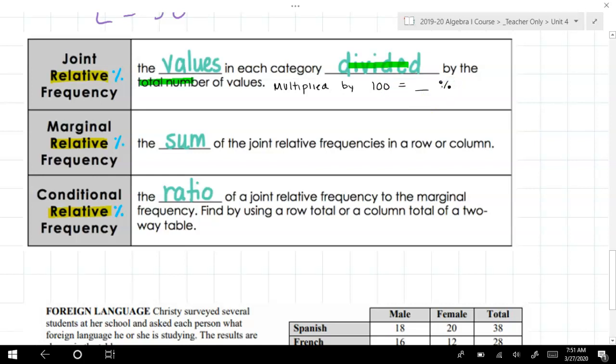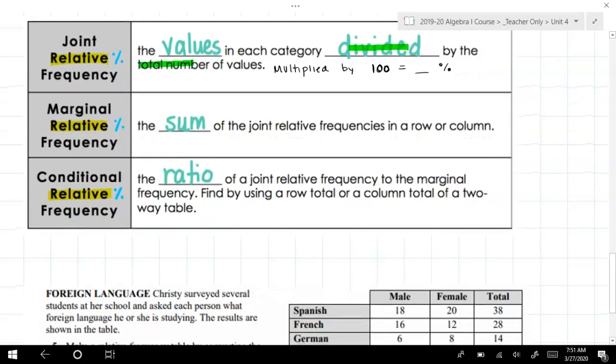The marginal relative frequencies are the total columns divided by the total. Total columns and rows divided by the total. So the sum of the joint relative frequencies in each row or column. And the conditional relative frequency is the ratio of a joint relative frequency to the marginal frequency. So it's a joint number divided by a total number, which we find by using a row total or a column total of a two-way table.